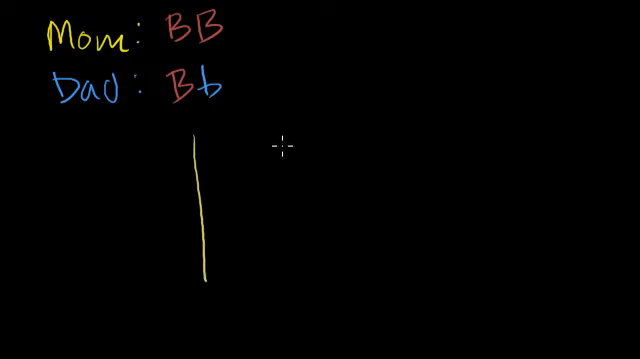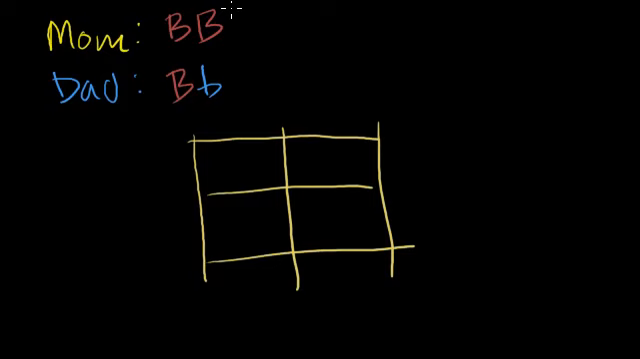Let's say that she's homozygous dominant. And let's say that the dad is a heterozygote. So he's got a brown and he's got a blue. And we want to know the different combinations of genotypes that one of their children might have. So what we do is we draw a Punnett square again. So let me draw a grid here. And up here we'll write the different genes that mom can contribute. And here we'll write the different genes that dad can contribute, or the different alleles.